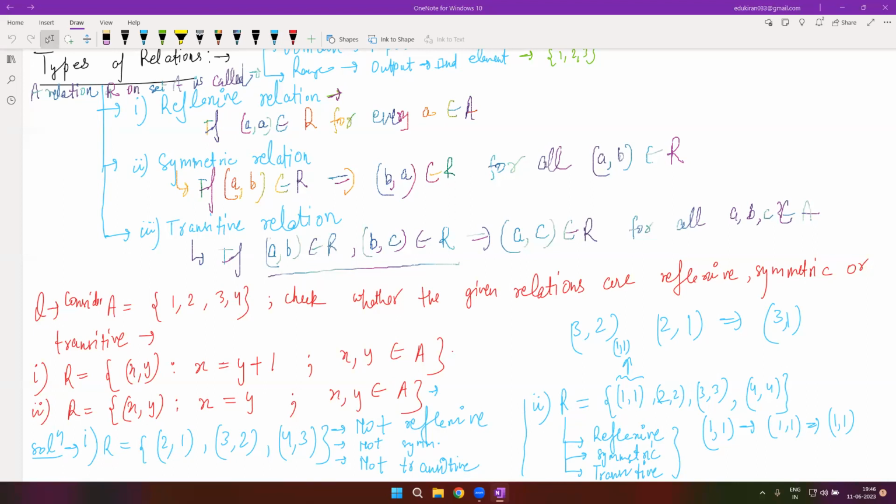Sir, can you just explain how is it transitive in the second one? Yeah. So how is it transitive? For the transitive part, we are again going one by one, right? We will take one pair and check how many such pairs are there where the first pair ends and the second pair starts from the same place. So let's take 1, 1. For 1, 1, I will have four options: 1, 1, 2, 2, 3, 3, 4, 4. Out of these four, only 1, 1 is there which starts from 1.